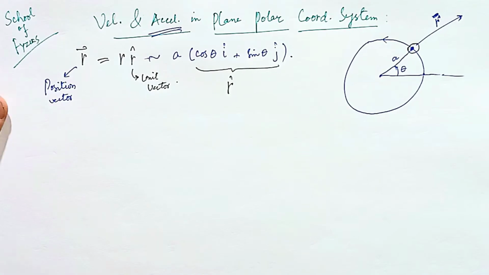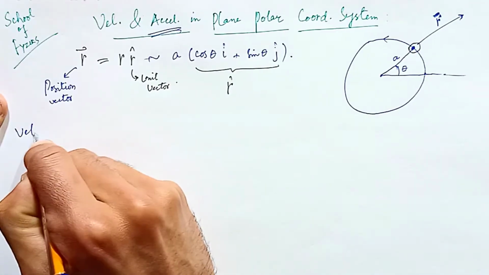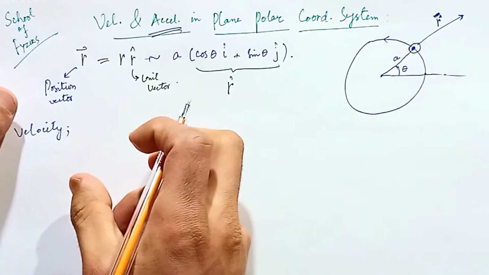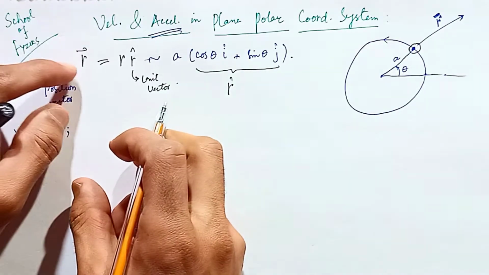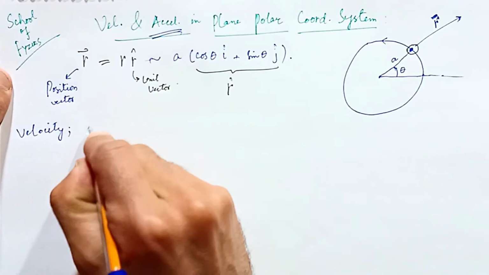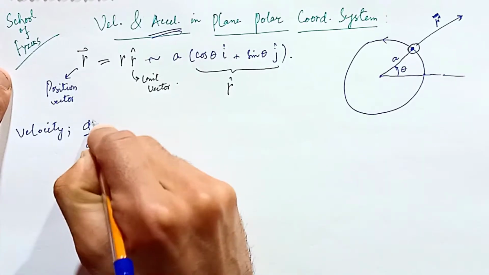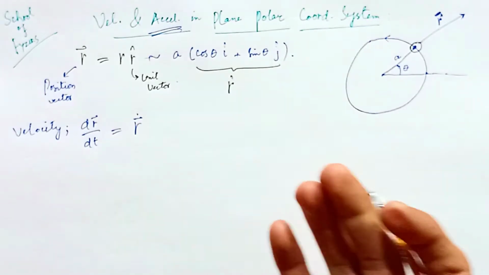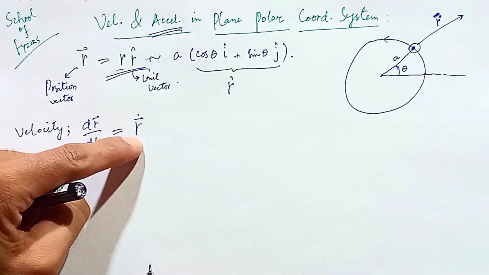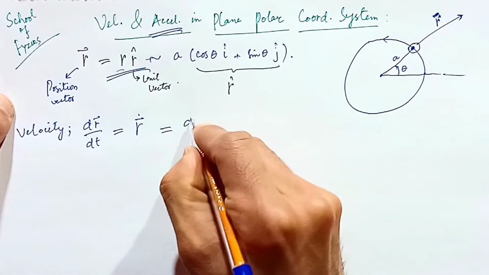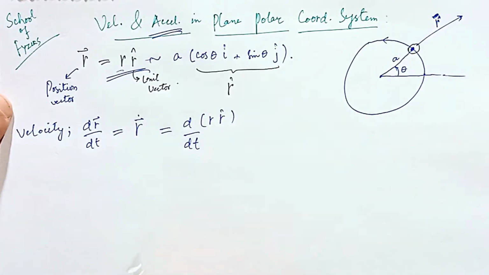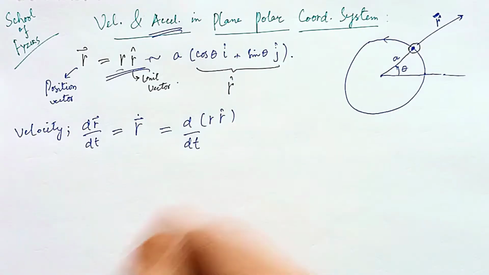So first we'll calculate the velocity. Fine, and we know velocity, as I told you earlier, is the first differentiation of the position vector with respect to time. So that is dr by dt. This is represented as r dot, because r dot means differentiation of the position vector with respect to time. So differentiating this with respect to time, that means we are differentiating r hat with respect to time.